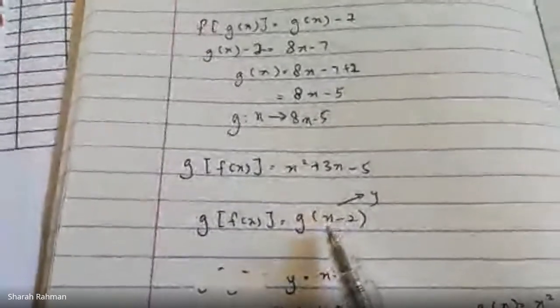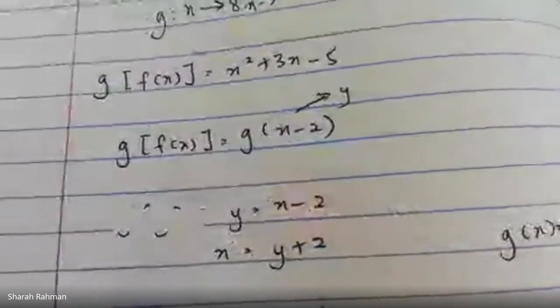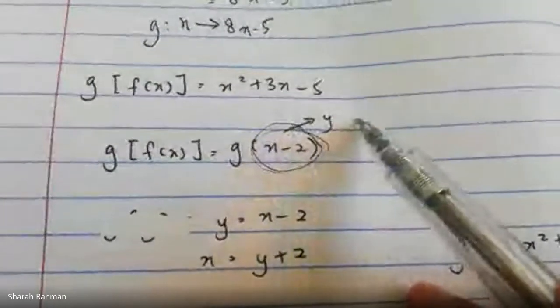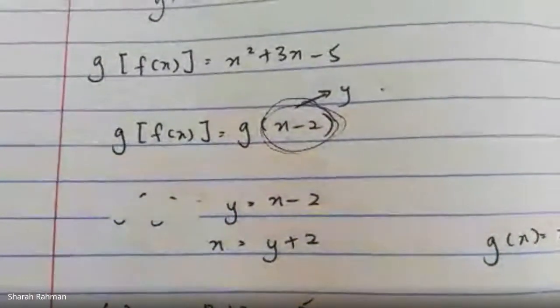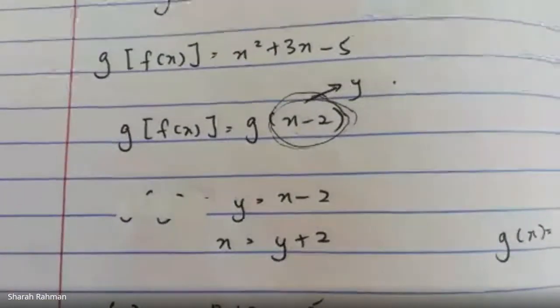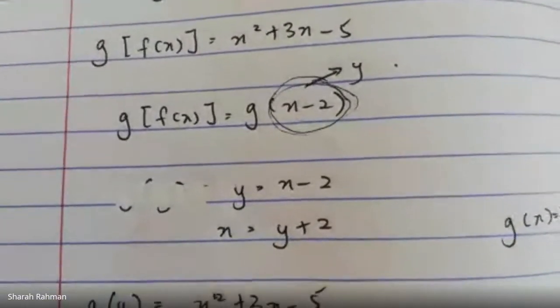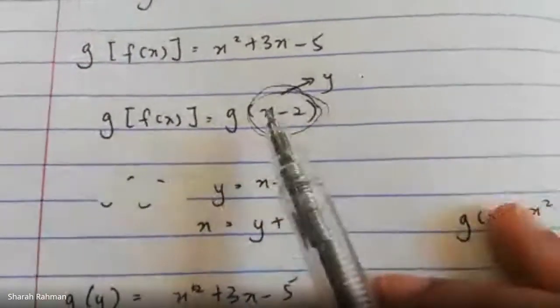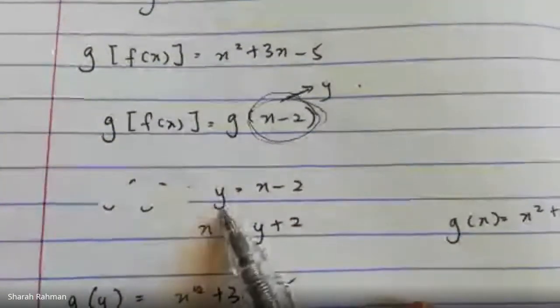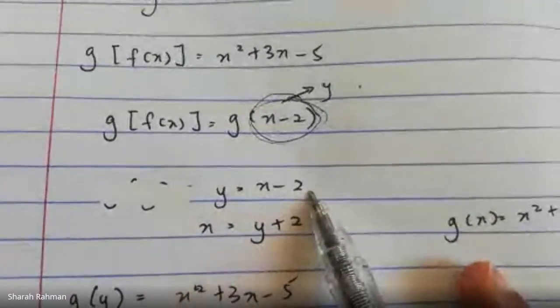Okay, g(f(x)) we already have. So we substitute the f(x) with x minus 2. Okay, f(x) we already have from the question. Okay, then g(x minus 2). Okay, we assume this one as y. You can choose another letter, A or B, to make it easier, but don't choose the same x. So y here, we assume as x minus 2. So y equals x minus 2.